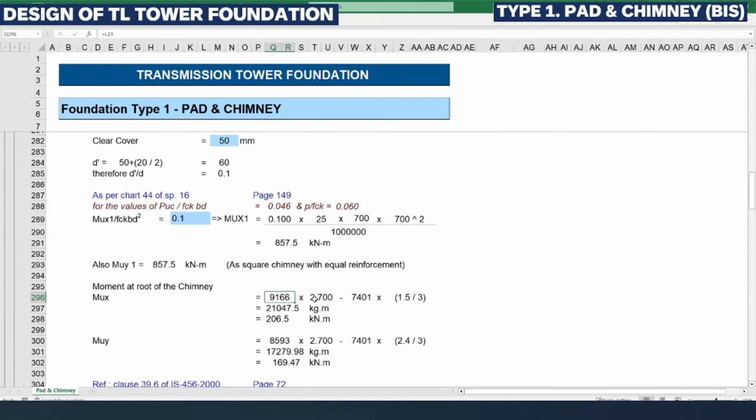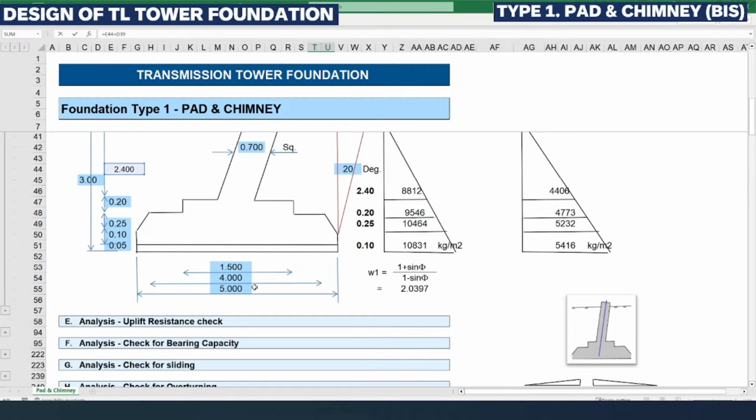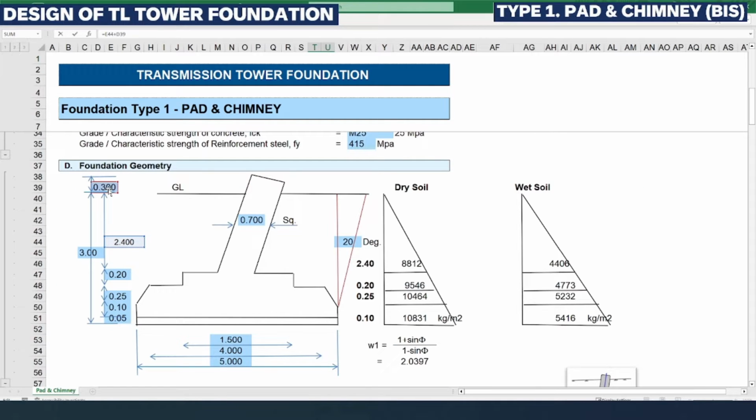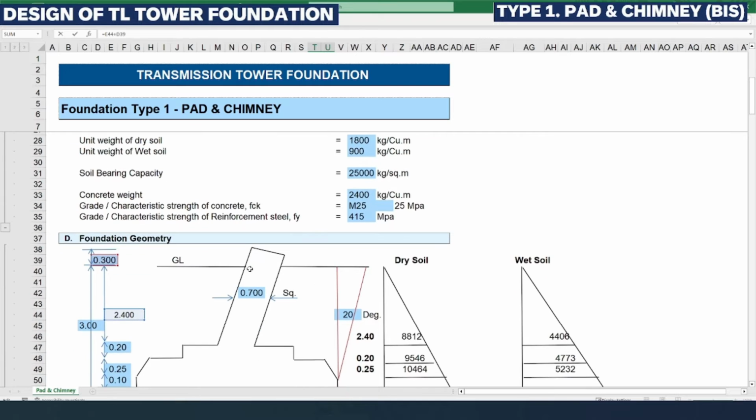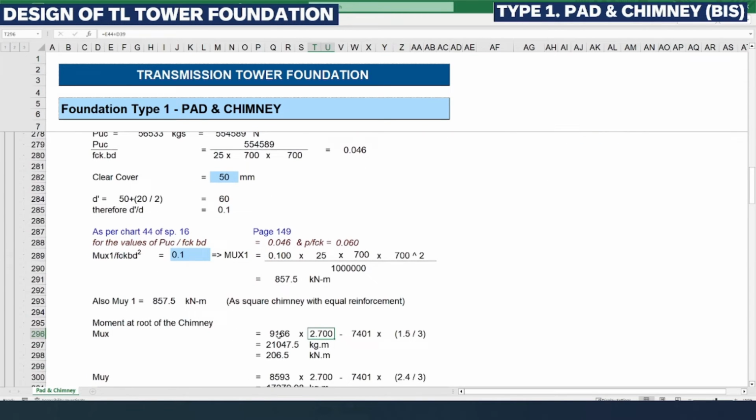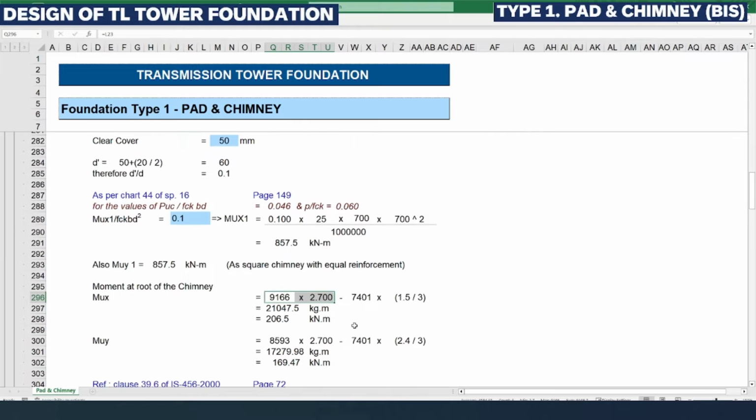Both side thrusts act at a depth of 2.4 plus 0.3, because that transverse force is going to apply at the top of the chimney, which is 300 mm above the ground level, plus the 2.4 meter height below, up to this slab, we need to consider. So the effective moment-causing height for the chimney is 2.7 meters. So we are multiplying that side thrust by 2.7 meters.